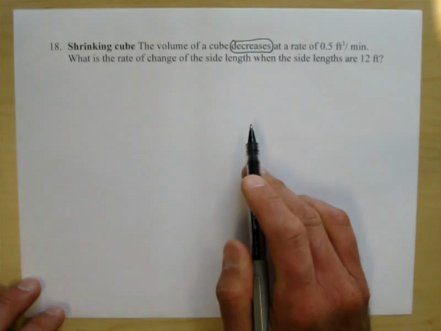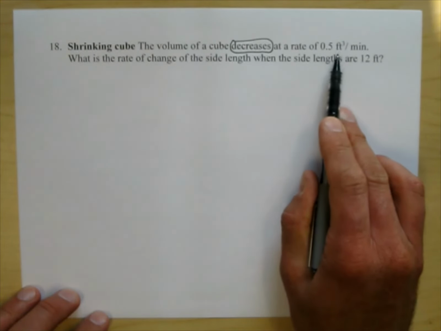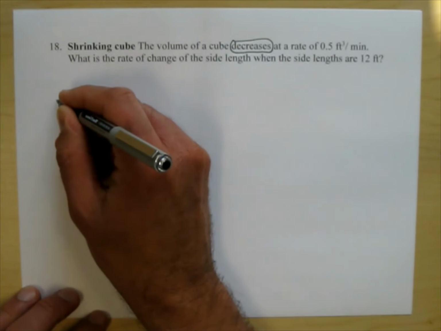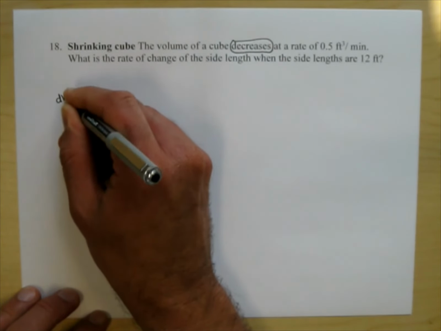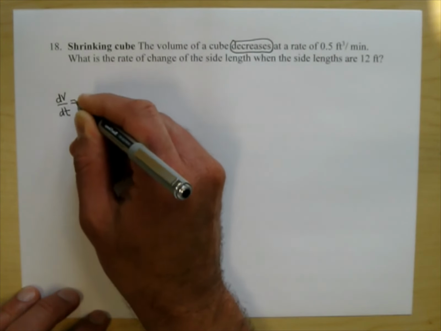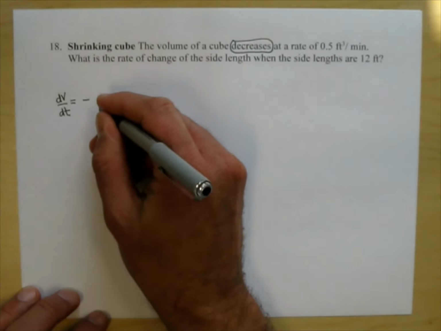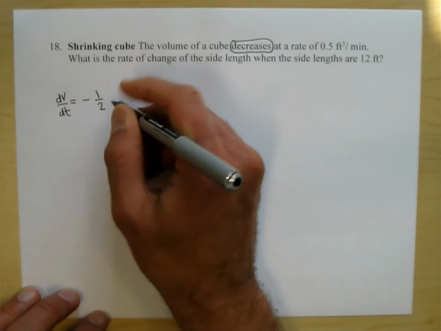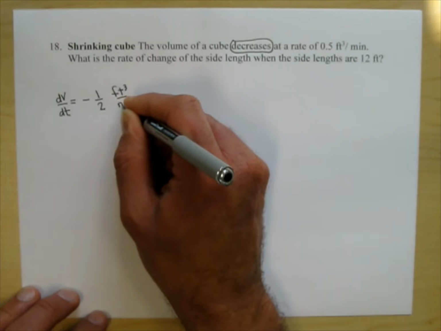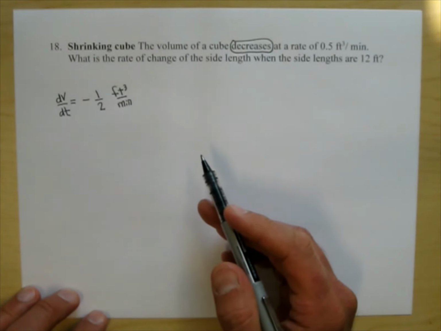Okay, so there's going to be some negatives here. At a rate of 0.5 feet cubed per minute. Okay, so those are our units. The volume decreases. So let's just write this one up here. This is dV/dt, decreases, so this is negative 0.5. So you can write that as 0.5. I'm going to write it as 1/2 feet cubed per minute. Now we could draw another cube if you'd like.